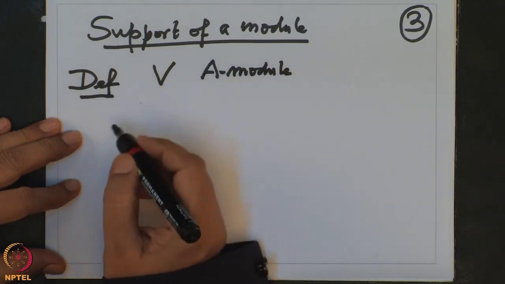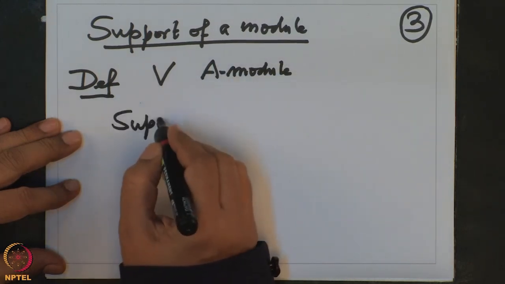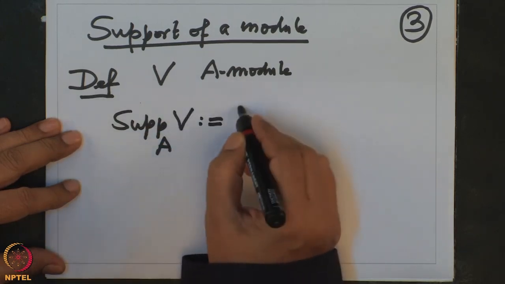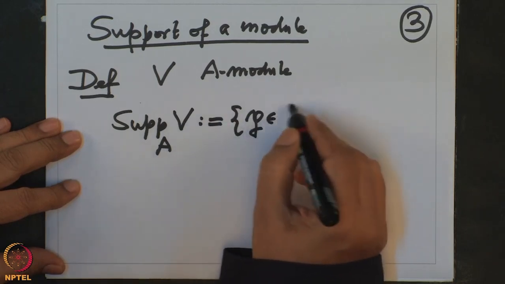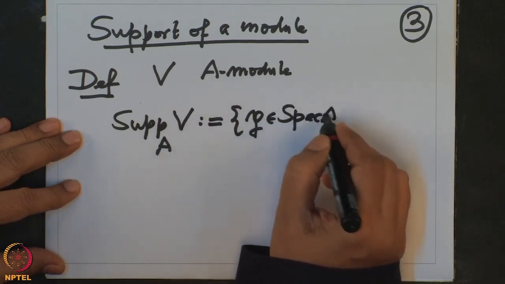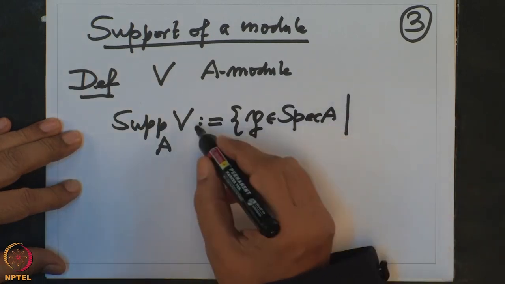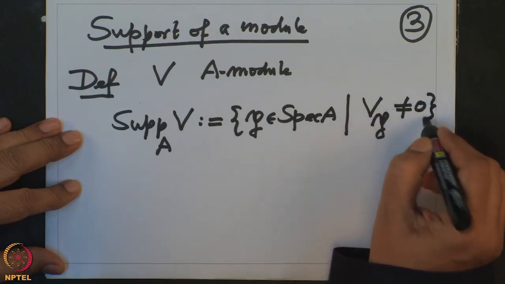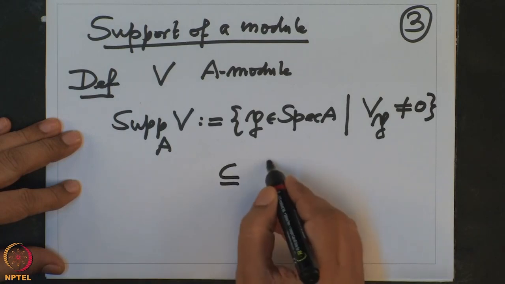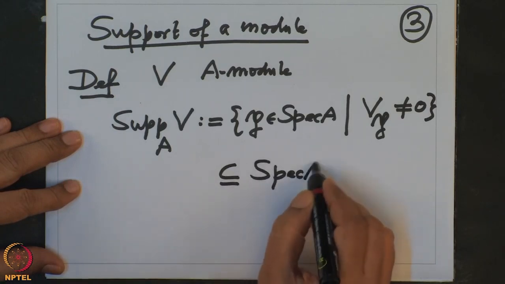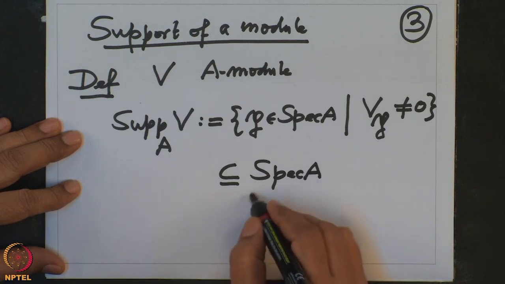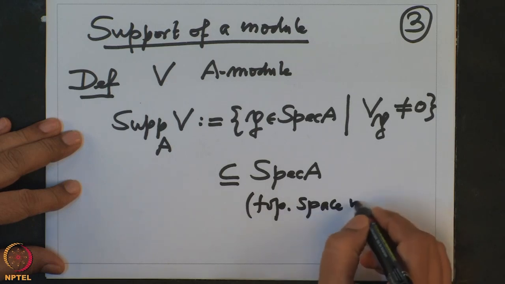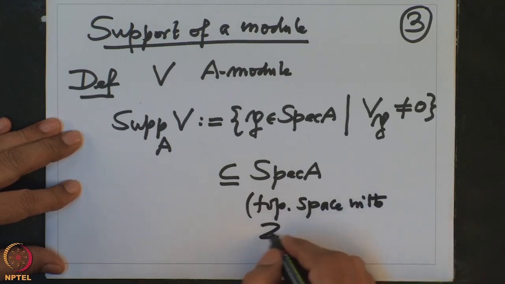Then the support of V, by definition, is the set of all those prime ideals P such that when I localize V at P, this module is non-zero. This is a subset of the spectrum. And note that this is a topological space with the Zariski topology.